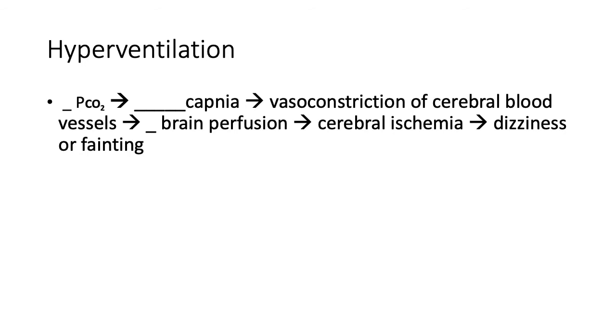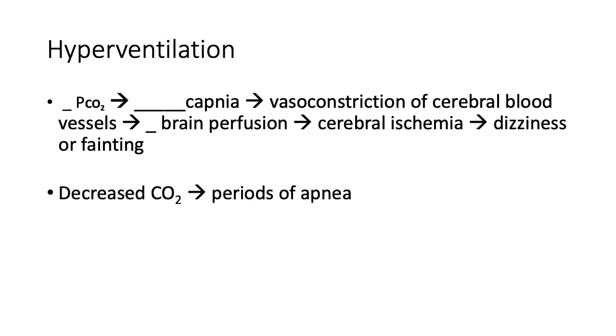With a decrease in blood flow to the brain, you will have low levels of oxygen reaching the brain, and this will lead to cerebral ischemia. As a result of this ischemia, you will begin to feel dizzy or may faint. During times of decreased carbon dioxide, you end up decreasing your respiratory rate to allow the carbon dioxide levels to build up in concentration. This can lead to periods of apnea or periods where you are not breathing.